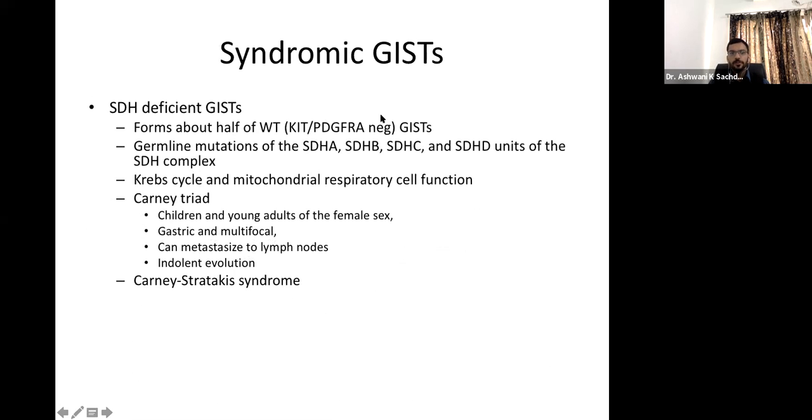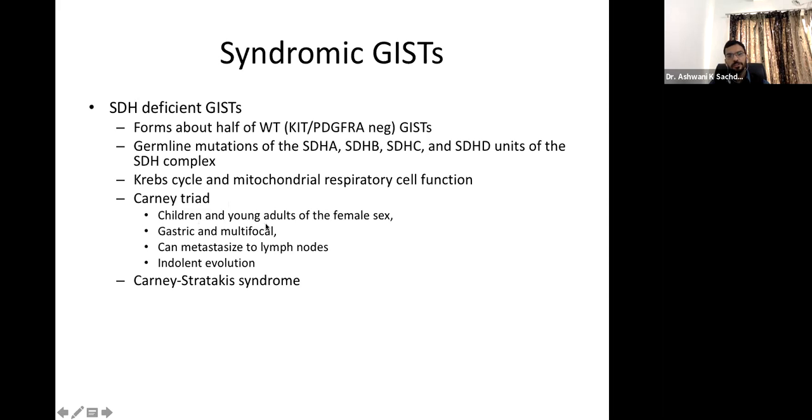So coming on to the syndromic GIST, SDH deficient GISTs, they are wild type. They have mutation in SDH A, B, C, or D subunit, more commonly tested for SDH-B, and this protein is mainly involved in Krebs cycle and mitochondrial respiratory cell pathway. And Carney's triad is associated with SDH deficient GIST, as we have already known in previous slide, associated with GIST, pulmonary chondromas, and extraadrenal paragangliomas.